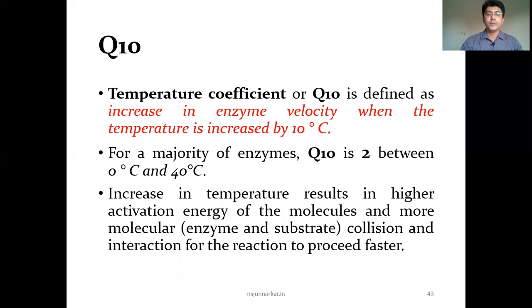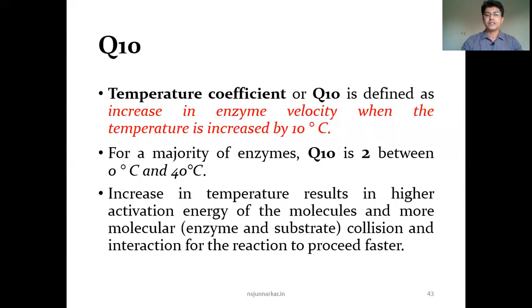Q10 value is very important in this case, which is also referred to as the temperature coefficient. It is defined as the increase in the enzyme velocity when the temperature is increased by 10 degrees Celsius. For a majority of enzymes, Q10 is 2 between 0 degree and 40 degree. Increase in temperature results in higher activation energy of the molecules and more molecular collision and interaction for the reaction to proceed faster.